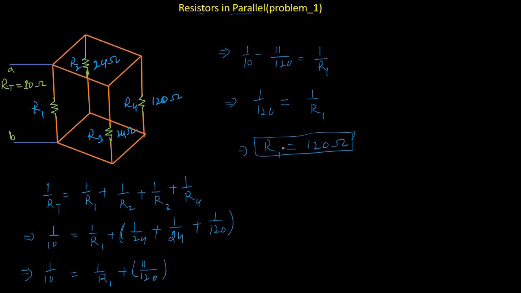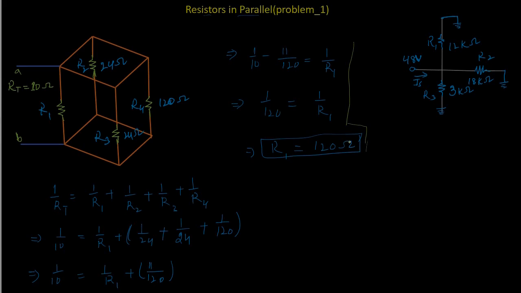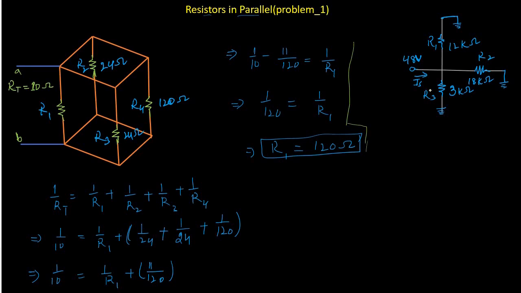Now let's take another example related to resistors in parallel to understand this in more detail, in which we have a DC voltage source connected in parallel with 3 resistors R1, R2 and R3, and the DC voltage source has a potential difference of 48 volts. R1 is 12 kilo ohms, R2 is 18 kilo ohms, while R3 is 3 kilo ohms. These 3 resistors are in parallel because they share the same 2 points. One end of these 3 resistors and this DC voltage source is connected to this point, and the other end is connected to the ground.